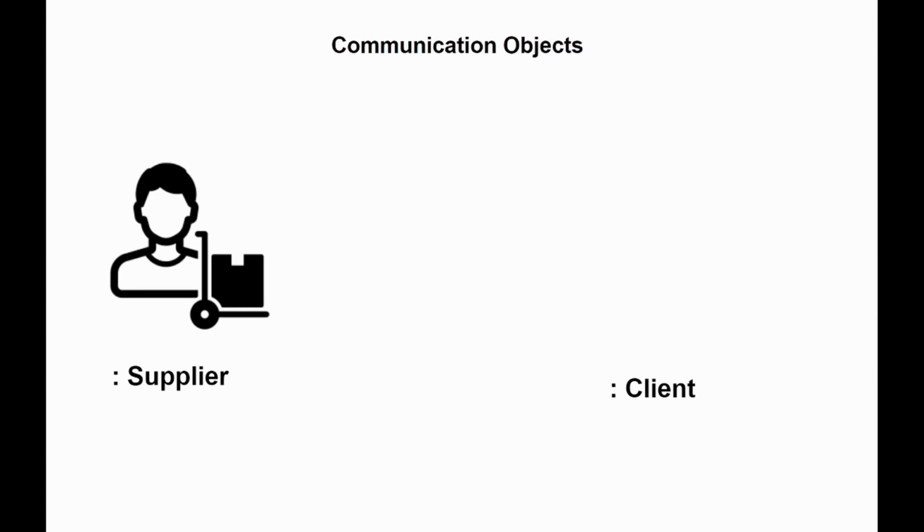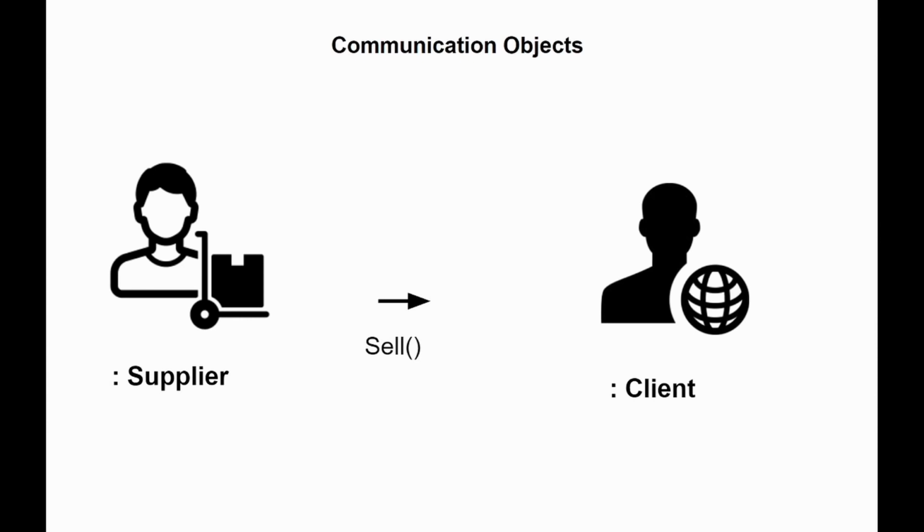Objects involved in communication are of two types: supplier and client. Supplier objects are objects that supply the method that is being called and therefore receive the message. Client objects call methods on supplier objects and therefore send messages.